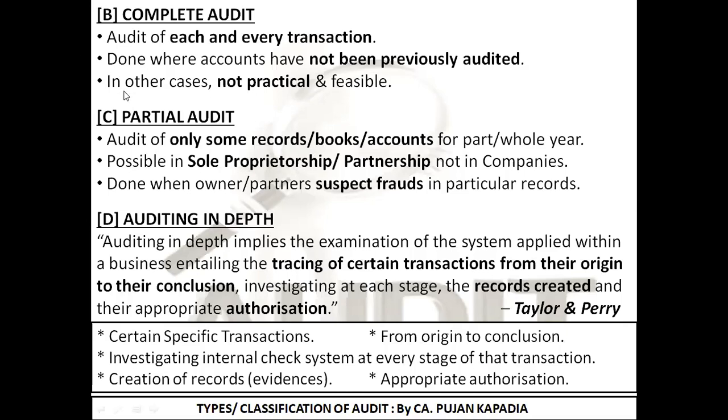Next was partial audit. In this, I am not auditing the entire set of books of account. I am just focusing on or auditing only some records or some books or some accounts. For example, I am running a business. I am a single owner or I am running a partnership firm. I personally feel that there is some fraud in cash receipts or cash payments, but I am not able to identify this. What I can do is get the cash book audited by the auditor. Now here I am not ordering him to examine each and every book of account. I am just telling him to audit only one book, that is my cash book. Such kind of audit which is being conducted is known as partial audit.